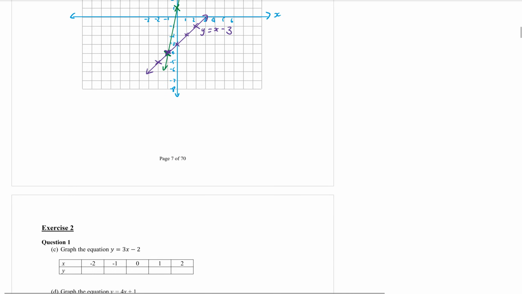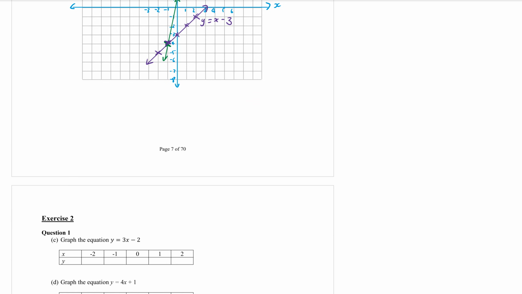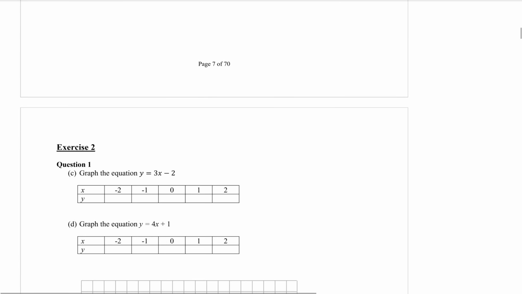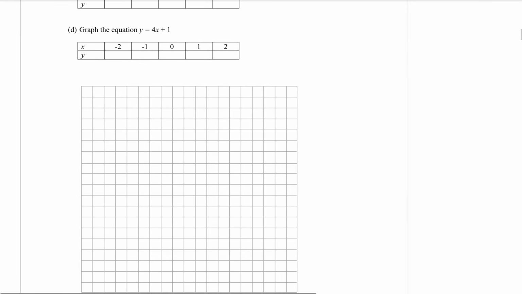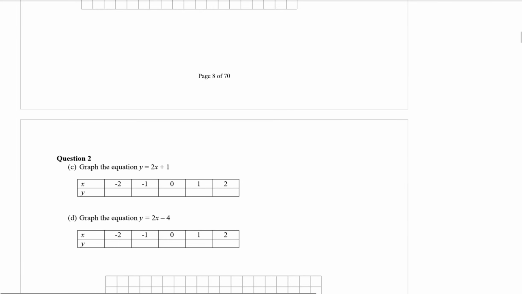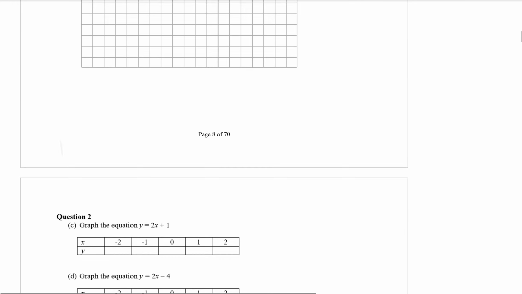Okay, so that is what you are practicing today. So here is your work in exercise 2. Just like I have shown you, fill in the tables and draw up your Cartesian planes for each of the graphs that you have in here.